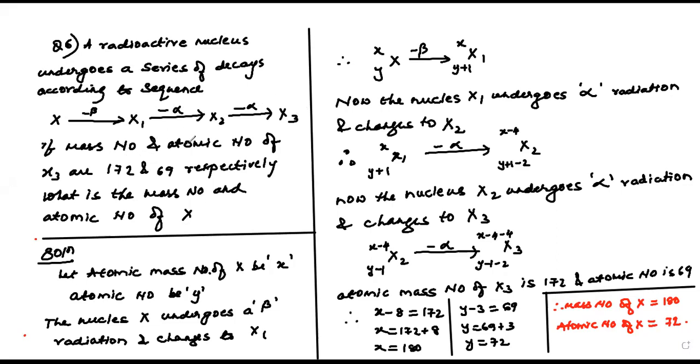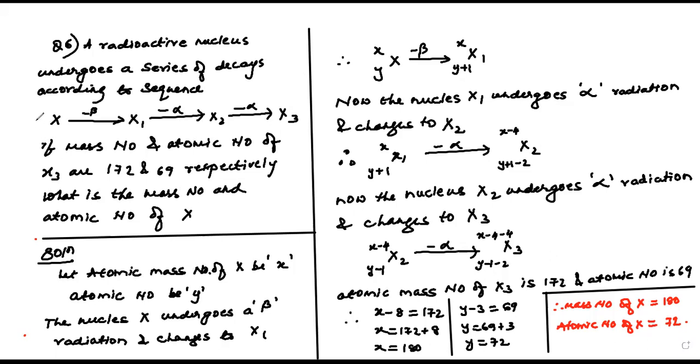If the mass number and atomic number of X3, the last one, okay, are 172 and 69 respectively, then what is the mass number and atomic number of this X? Got it? So simple this question is. One question you solve, you understand all the remaining questions of this type.